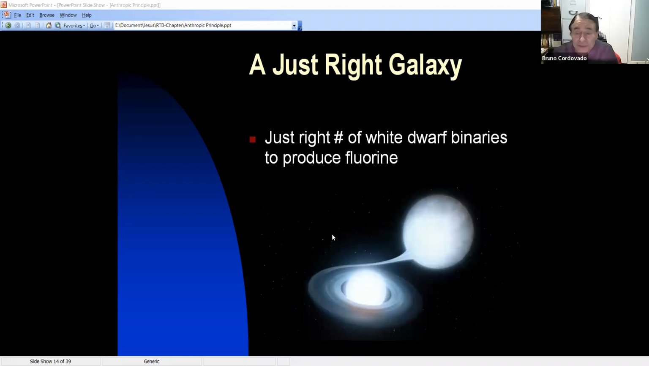Then you need to have fluorine for life, actually. Fluorine is an element that's produced in only one place in the whole universe. When you have a white dwarf with another star orbiting it, and the material coming off of this star gets pulled into the white dwarf, the fluorine is produced on the outer edge as this gas spins around the white dwarf, and that's the only place. So you need to have the right number of white dwarf stars in order to produce fluorine.